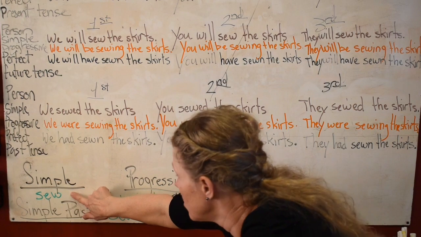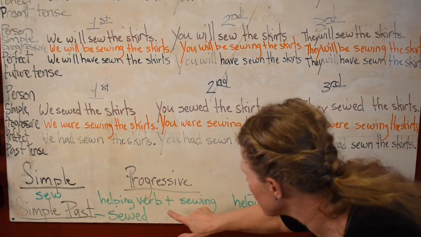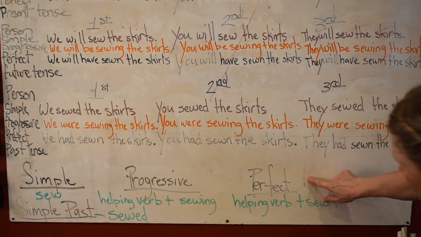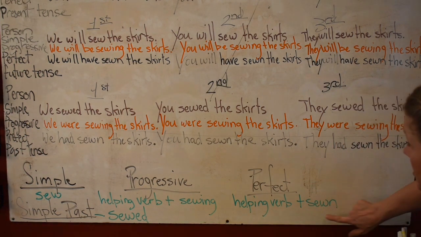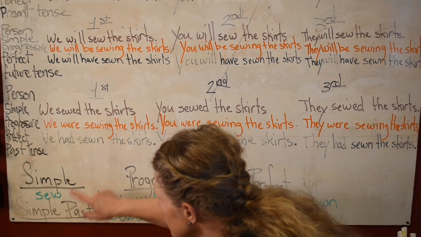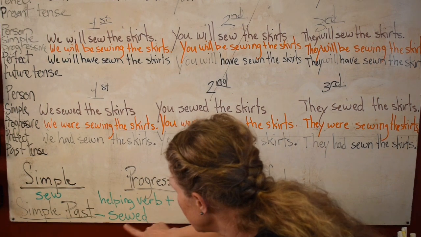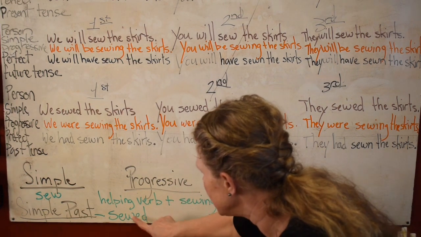Simple is sew. Progressive is your helping verb plus sewing. And perfect is your helping verb plus sewn. But then your simple past tense is sewed with the ED on that.